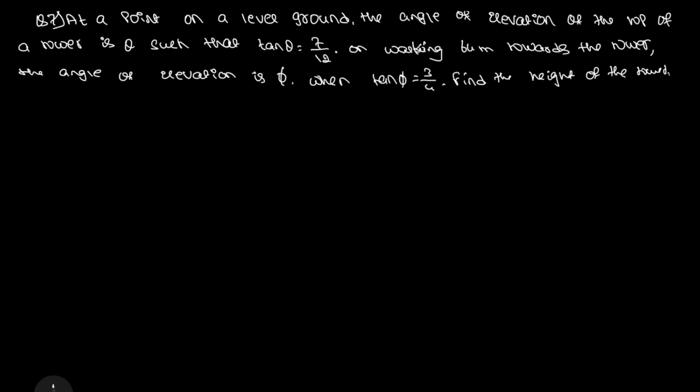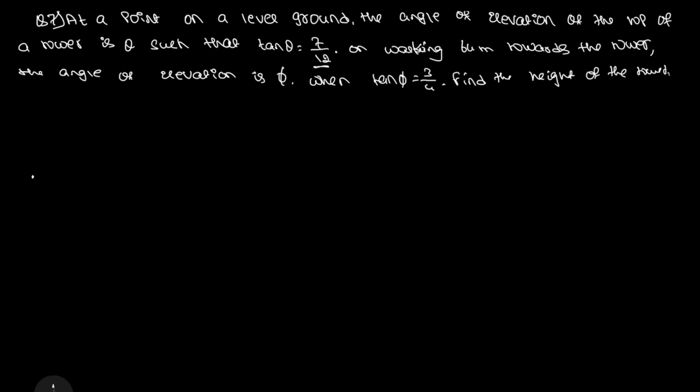Next, question number 7. At a point on the level ground, the angle of elevation of the top of a tower is theta, such that tan theta is equal to 7/12, which is our first trigonometric value. And on walking 64 meters towards the tower, the angle of elevation is phi, where tan phi is equal to 3/4. So here two angles are given along with two trigonometric functions respectively. Here we need to find the height of the tower.